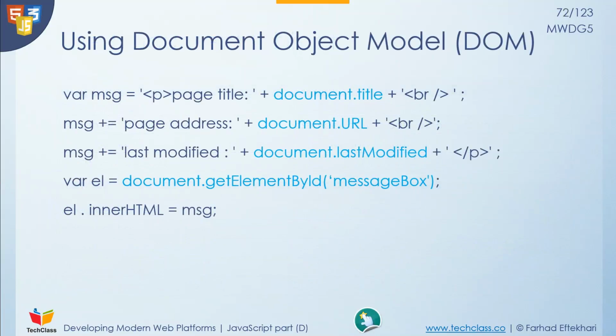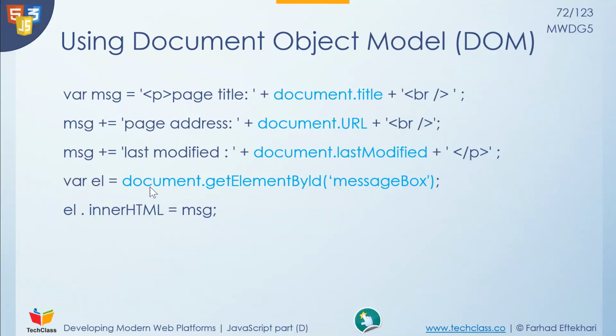And here's also an example where you can see, for instance, we have this variable, name it msg, short for message, and then we are showing the page title, and then getting the value of the title of the page by document.title, and also the page address by document.URL, and the last modification date of that document as a web page as document.lastModified.